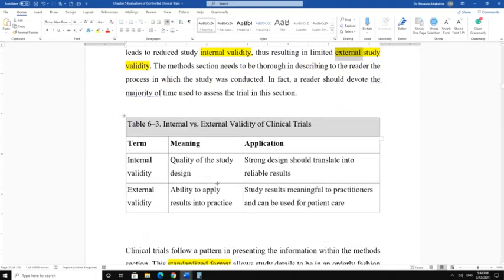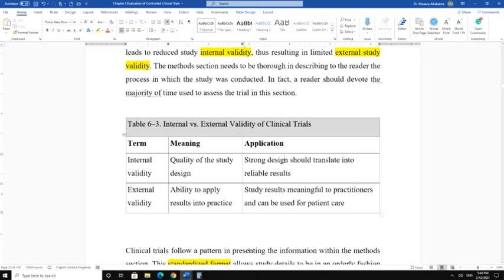What do we mean by internal validity? If my design is good, the quality is good, I'm doing the right analysis, etc., then this will lead to good internal validity. A strong design should translate into reliable results. The results that you get are good because you have done a good design.